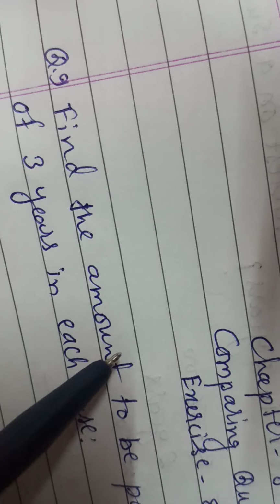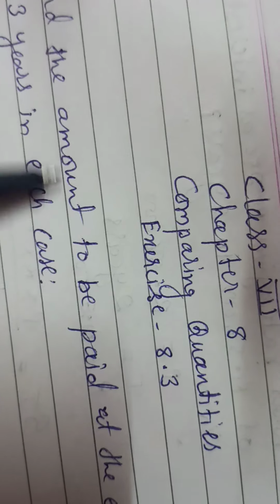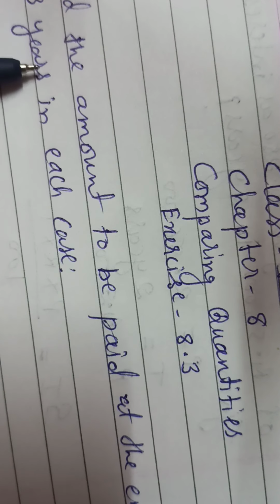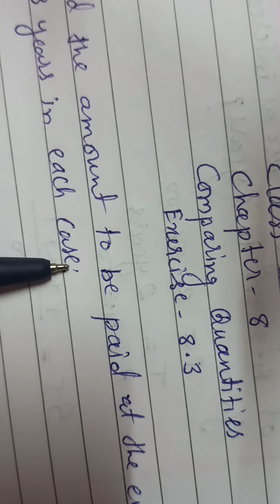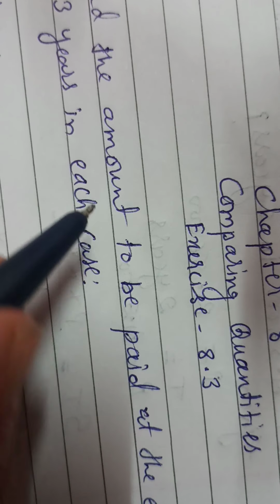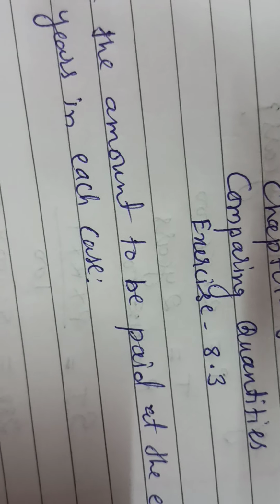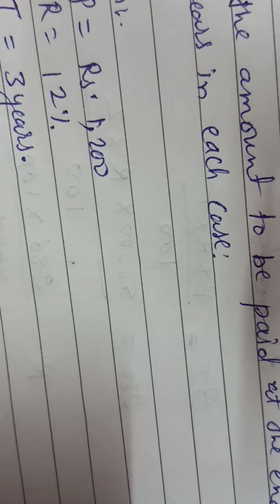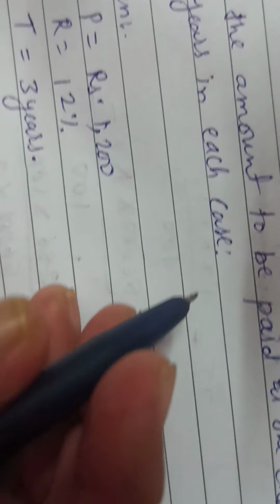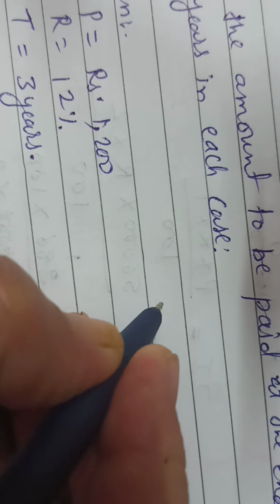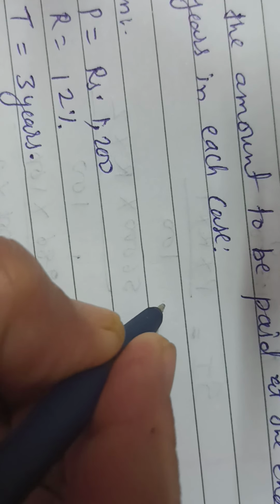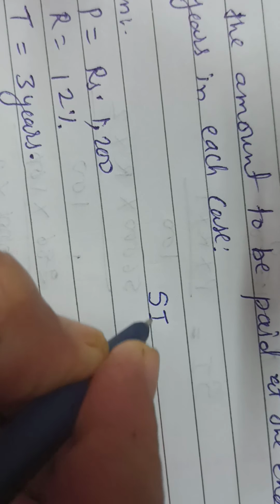In this exercise, we will start question number 9. Find the amount to be paid at the end of 3 years in each case. So here we will find the amount. First we will learn what simple interest is. So see, when we have to find simple interest.